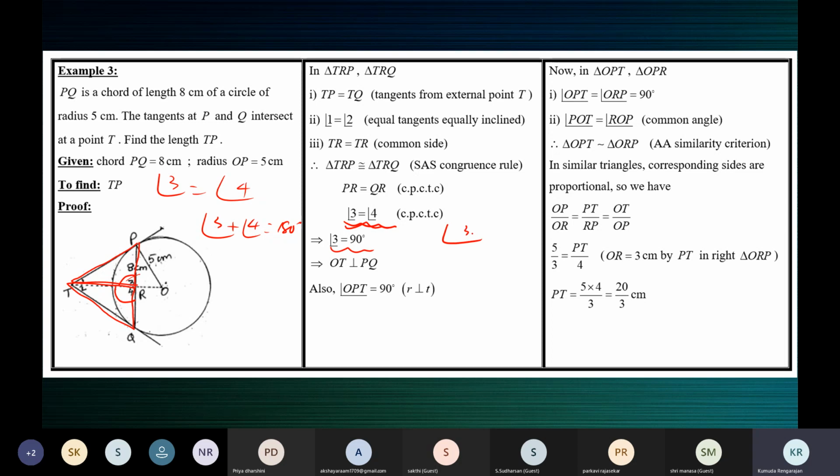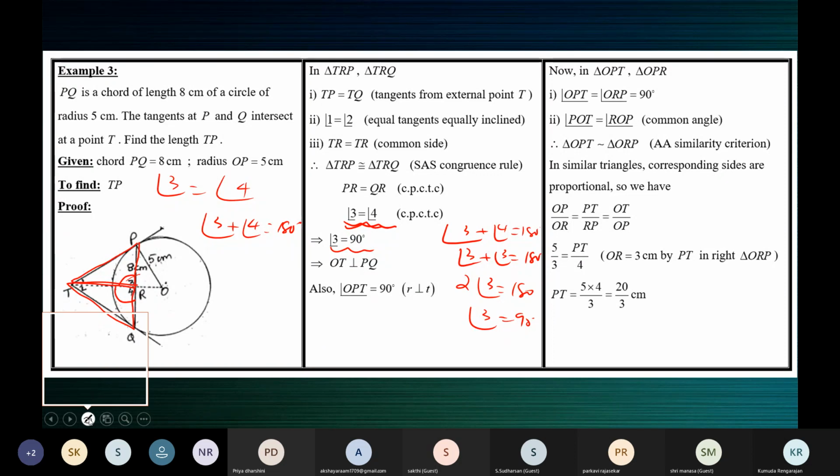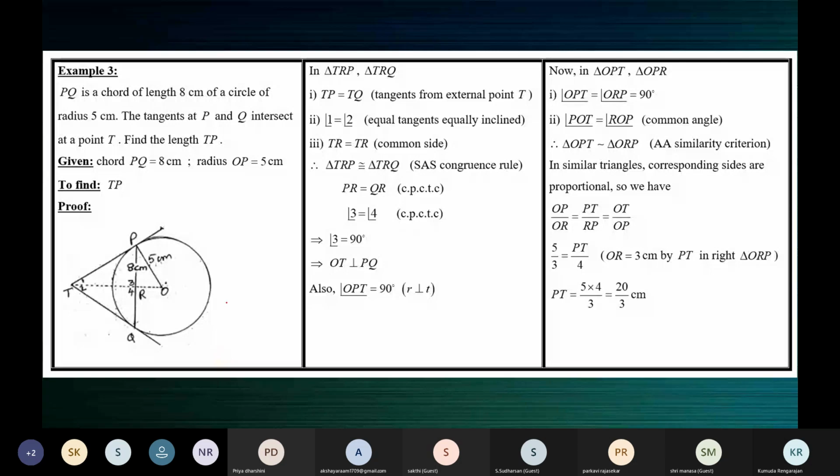Because you know the steps, 3 plus 4 is equal to 180. Angle 3 plus angle 3 is 180. Twice angle 3 is 180. Angle 3 is 90 degrees. So if this is 90, this is also 90. That's how you prove that this is a right triangle. We have to get 90 degrees here, no? So we got it. If this is 90, this is 90, then everywhere it's 90.